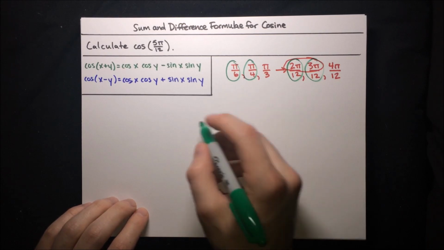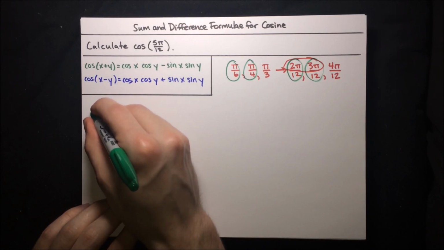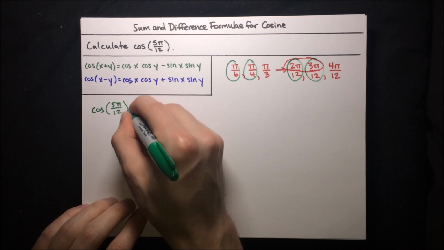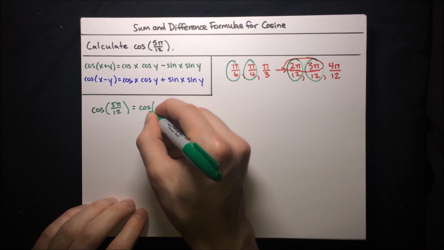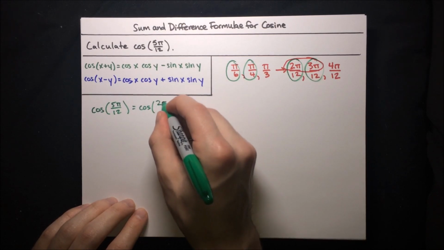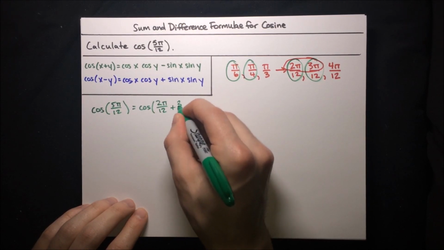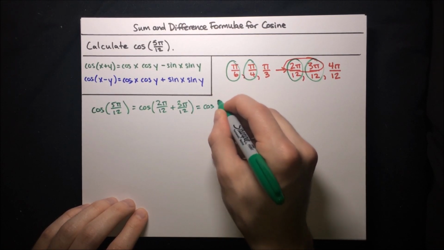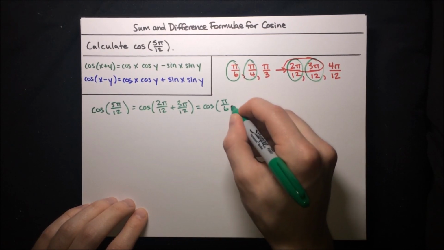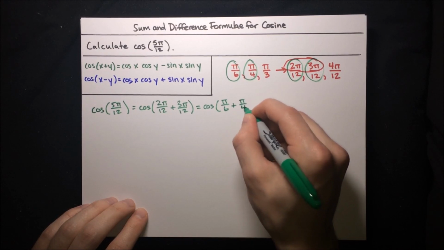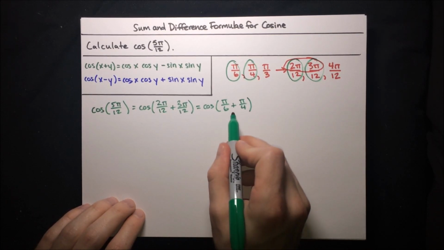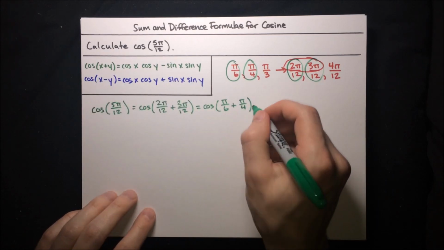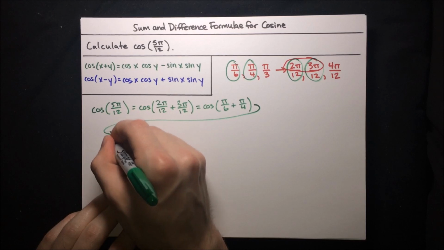Okay, so putting all that together, let's write this out. So that's cosine of 5 pi over 12. We know that's equal to cosine of 2 pi over 12 plus 3 pi over 12. And then we can write that as cosine of pi over 6 plus pi over 4, just by simplifying those fractions. And now this is in a nice format where we can use the sum formula here. So let's bring it around here and apply the sum formula.